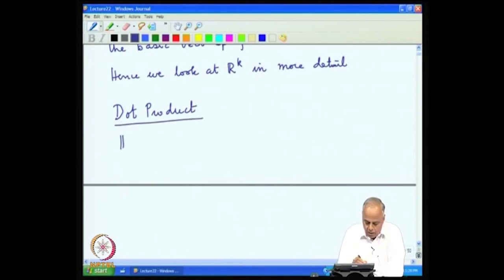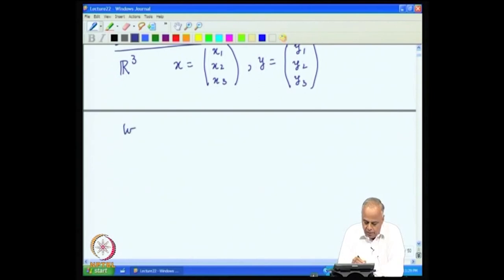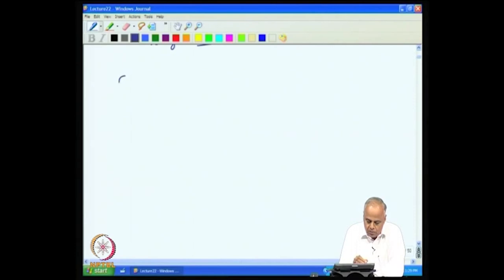Let us consider the vector space R3. You may recall that if we take any vector x whose components are x1, x2, x3 and a vector y whose components are y1, y2, y3, then we define the dot product, this is in the vector calculus, vector algebra parlance known as the dot product x dot y, it is defined to be x1 y1 plus x2 y2 plus x3 y3. We now generalize this idea.